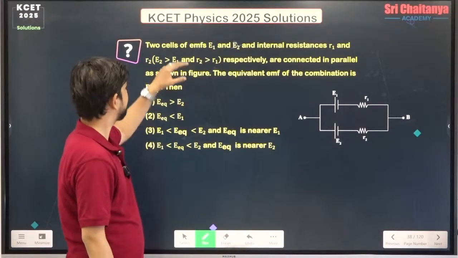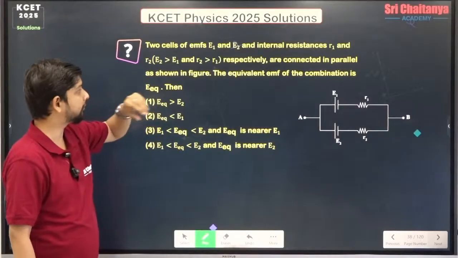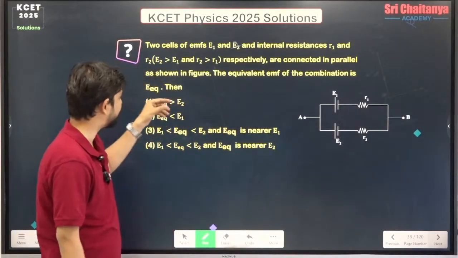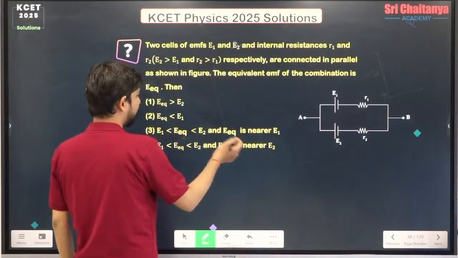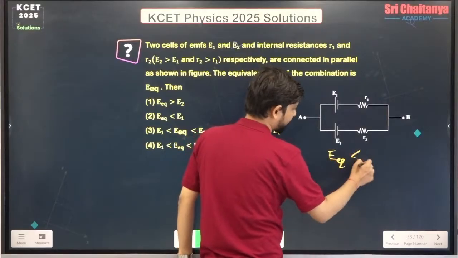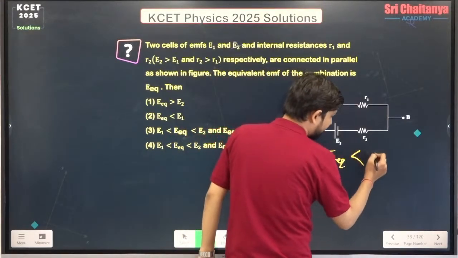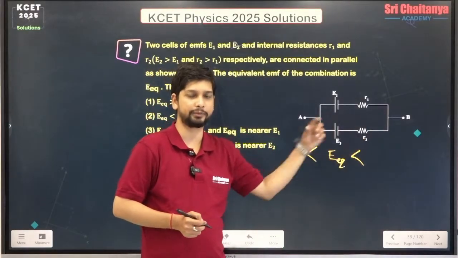What is given is that two cells of EMF E1 and E2 are connected in parallel with resistances R1 and R2 as shown in the figure. We have to find the equivalent EMF of the combination. In the parallel condition, the equivalent EMF of the combination will always be lesser than the greatest value of EMF, and it will be greater than the least value of EMF.